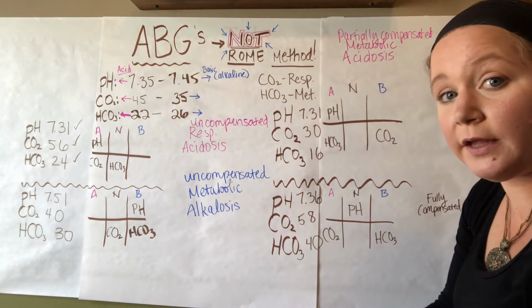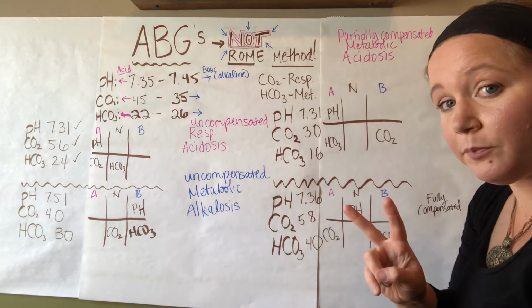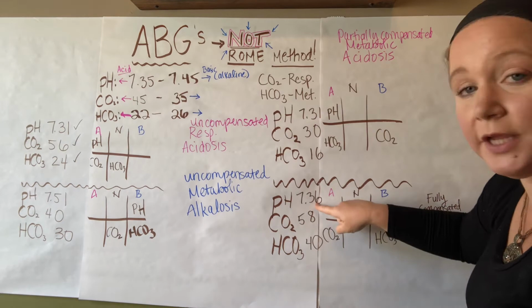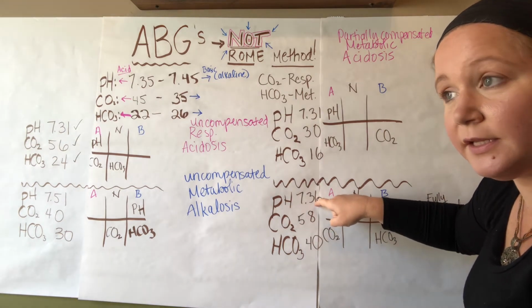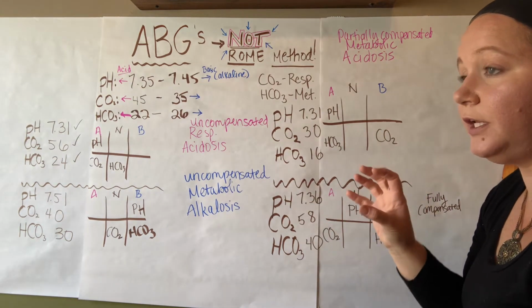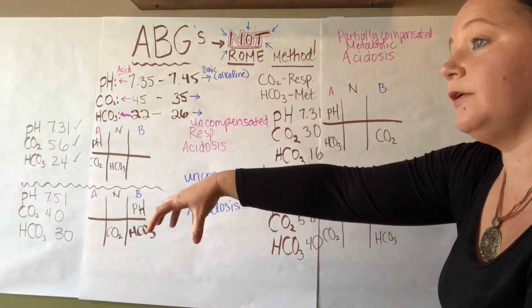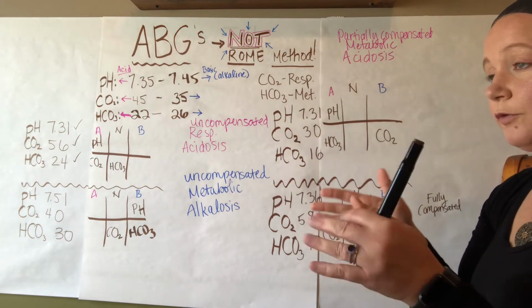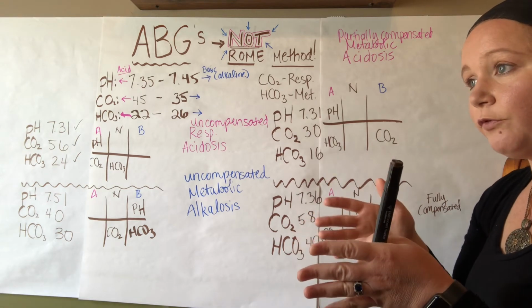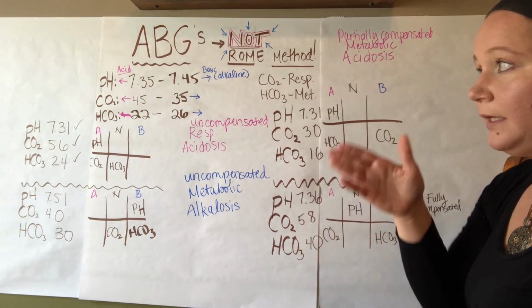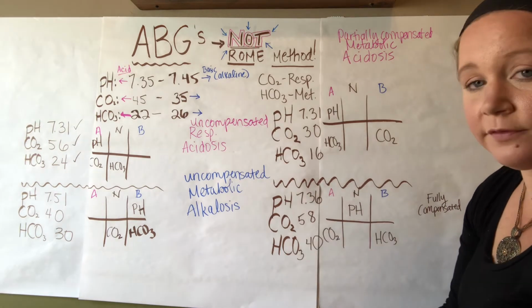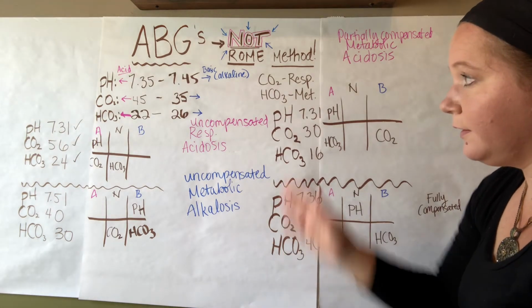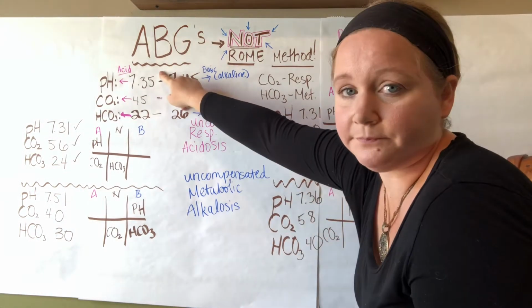When you do that, the second step is to go back and look at your pH and see, is that pH leaning more towards my acid side or is it leaning more towards my base? So if your normal range of pH is 7.35 to 7.45, your midline is at 7.4. So you could think of it that way. 7.4 would be right in the middle.